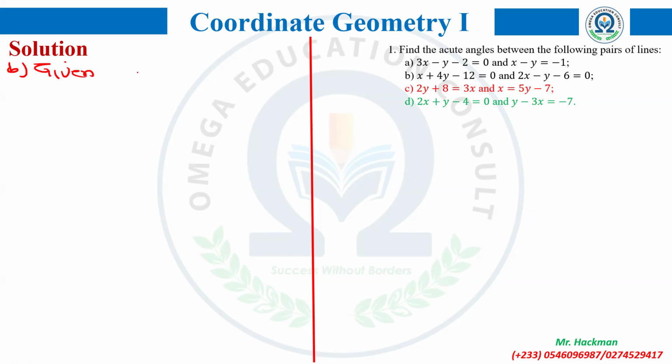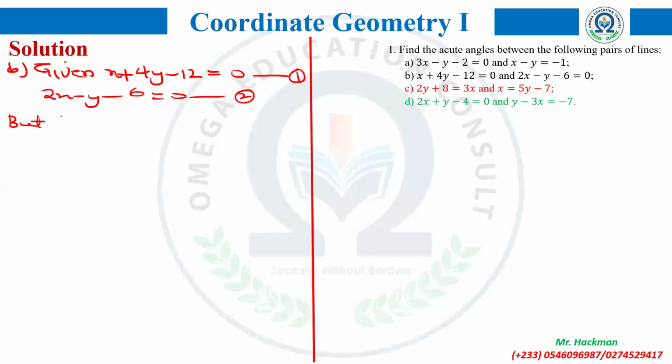Two equations. Let's see. x plus 4y minus 12 is equal to 0. You call this equation 1. Then the second equation will be 2x minus y minus 6 is equal to 0. So this becomes equation 2. Now what are we going to find? The acute angle. So you know it comes with a formula. Tan theta, meaning theta is your acute angle, will be equal to... Can you help me quote the formula?